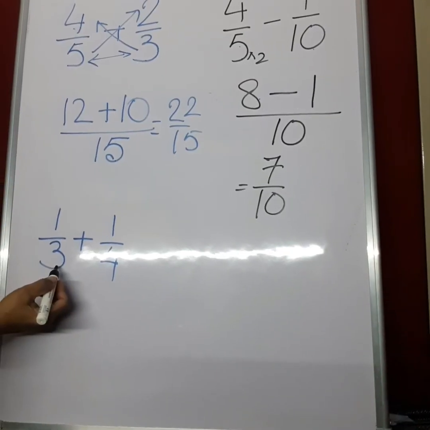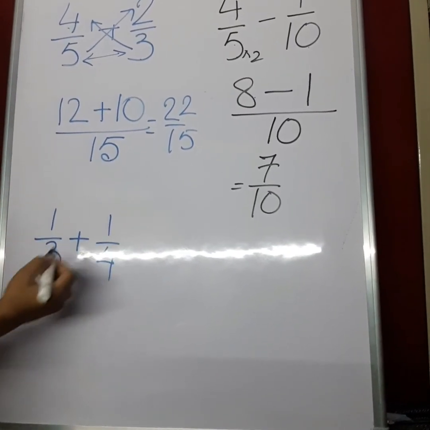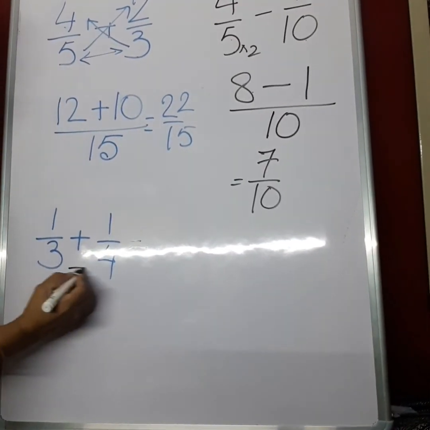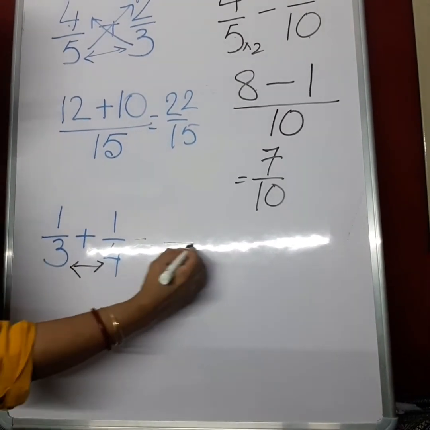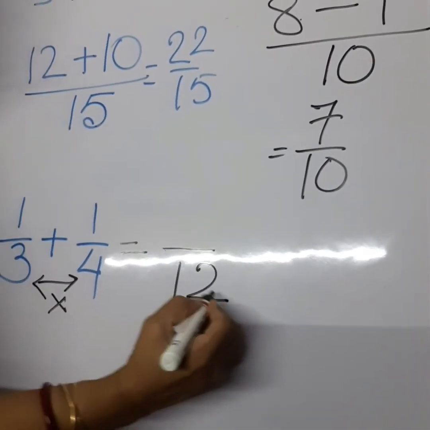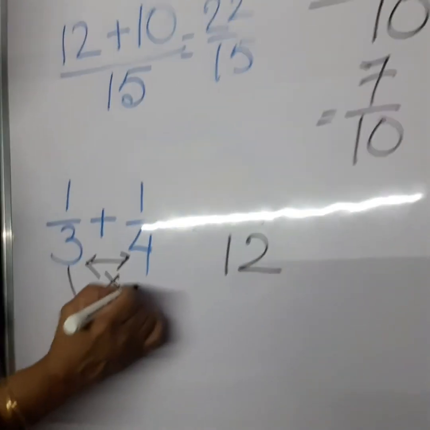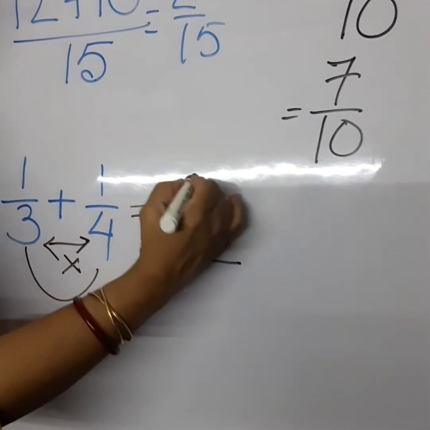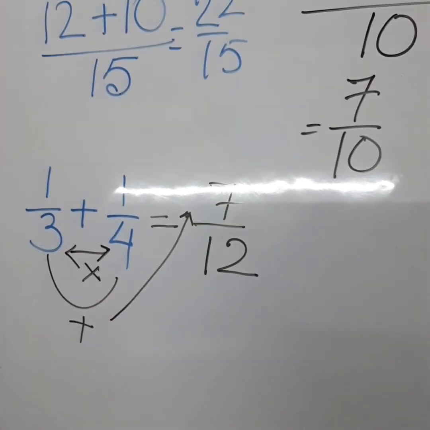This is very interesting, children. See, both are unit fractions. So what we do, we just multiply these two and write over here, that is 12, and then add these two and write over here, that is 7 by 12.